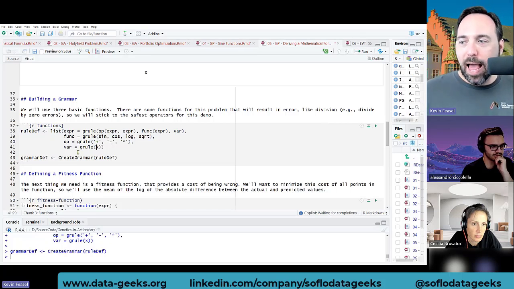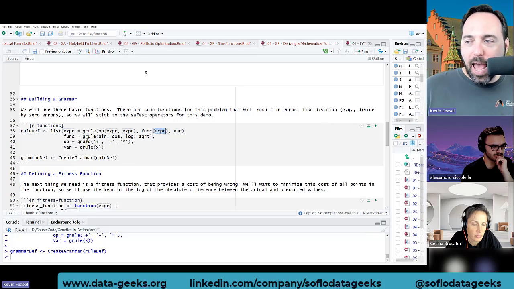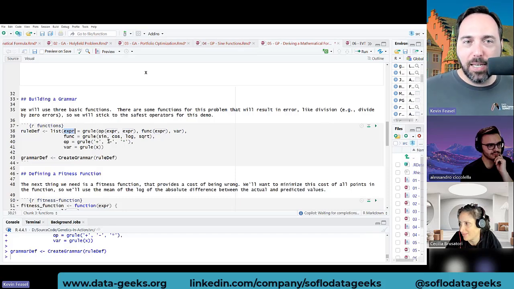So if you think about the tree, I can have the sine of some expression. I can have, and by the way, this can be nested. So expression is a little bit recursive in here. But I can have the sine of 8 plus 8.